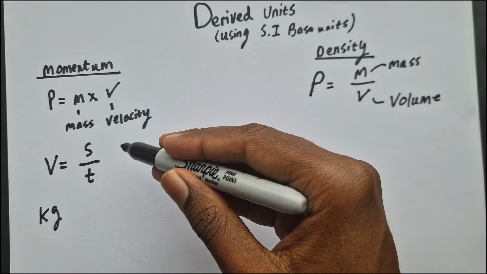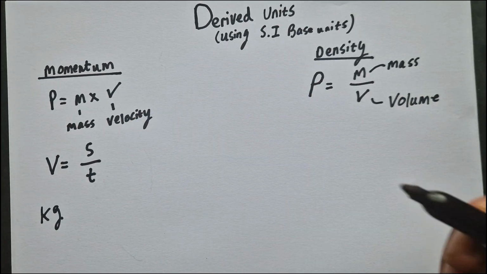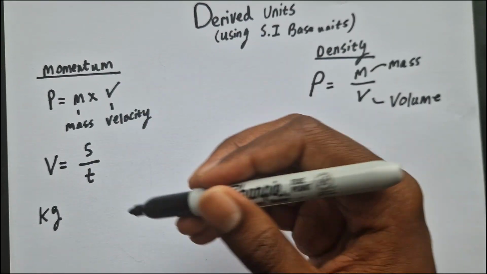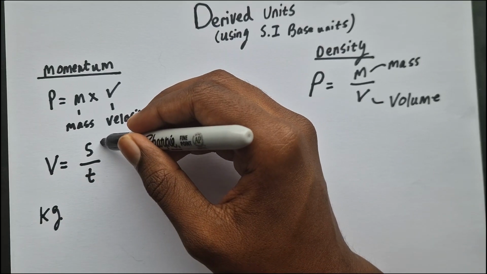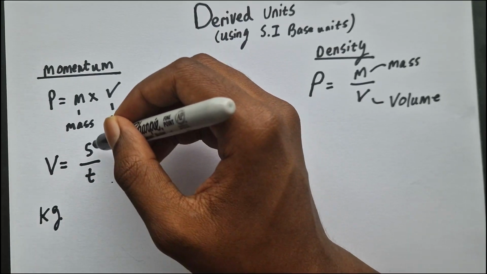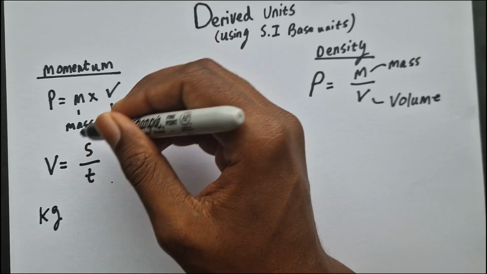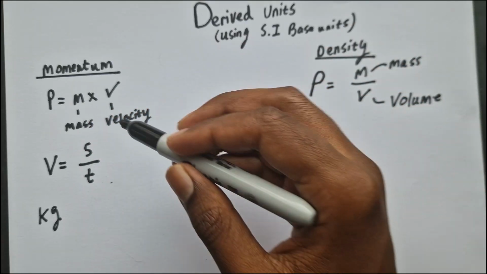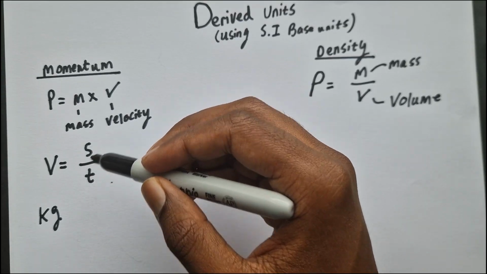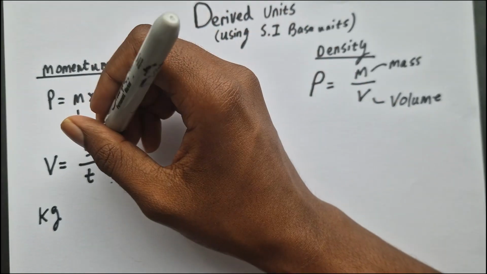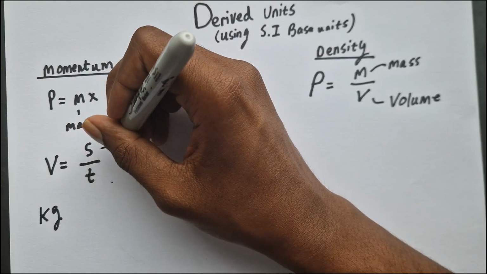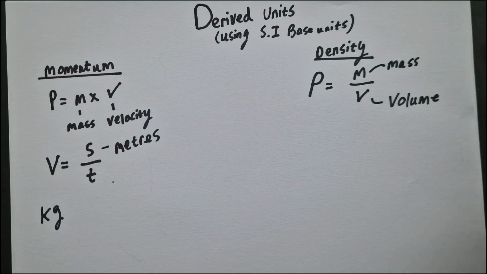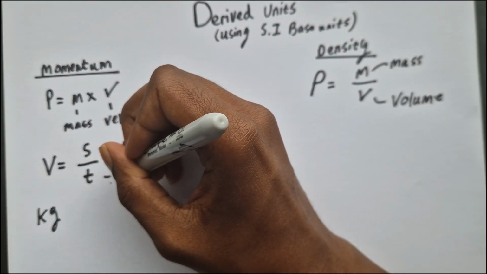But we don't know the SI units of velocity, so we need to get the equation of velocity and break it down further. Okay, so velocity is equal to displacement over time. Don't mistake this with seconds. Okay, S in physics represents displacement. So we have displacement over time. Displacement is measured in meters because it's a form of measuring length essentially, and time we know is measured in seconds.